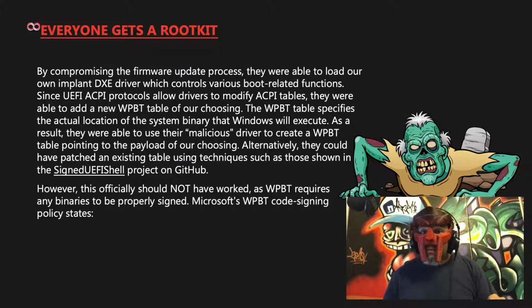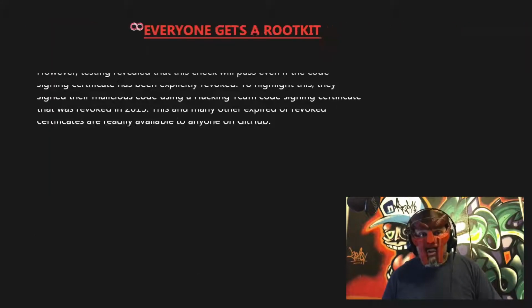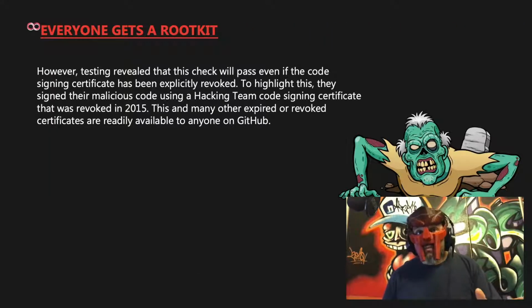Now, Microsoft's WPBT code signing policy states, "All binaries published to Windows using the WPBT mechanism outlined in this paper must be embedded, signed, and timestamped. These images should be linked with the integrity check option and signed using the sign tool command line tool with the /nph switch to suppress page hashes." However, testing revealed that this check will pass even if the code signing certificate has been explicitly revoked.